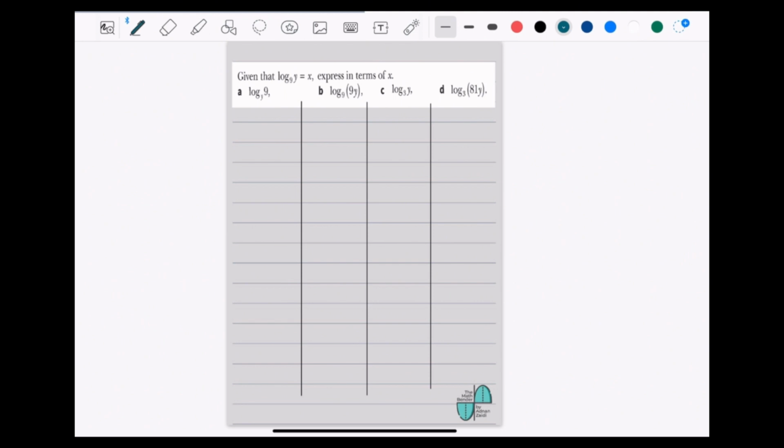Let's look at this example. Log 9 of y is x. So I can write this one as 1 over log 9 of y, or 1 over x, applying the change of base law.